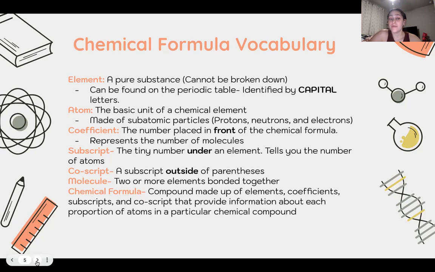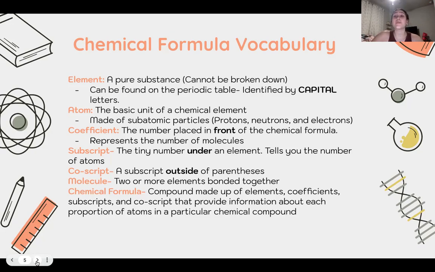An atom, which is the basic unit of all matter, is made up of protons, neutrons, and electrons. So we should be very familiar with that because we just finished that content. This is where the stuff gets a little bit new. There's something called a coefficient. Say it with me, coefficient. It is the number placed in front of the chemical formula. It's the big boss, so therefore it has to be multiplied by everything in that equation.